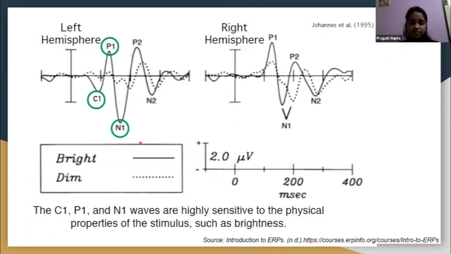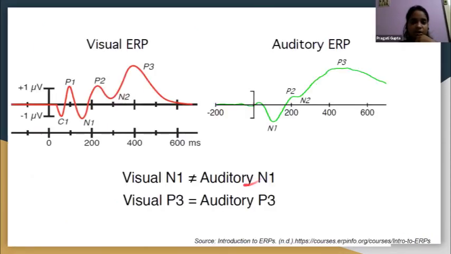So the early components, the C1, P1, and N1 waves, are highly sensitive to the physical properties of the stimulus. That is why it is very important to look at these waves first to understand the underlying cognitive deficit or underlying cognitive dimensions rather than going to the later components. Also, visual and auditory ERPs are different. The N1 and P1 are different for visual ERPs, but the visual P3 and the auditory P3 are similar.